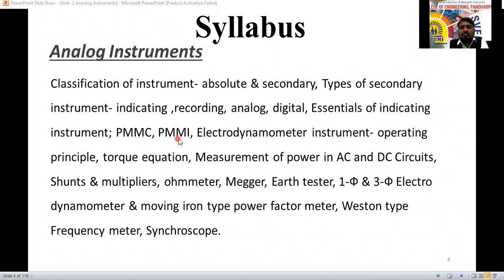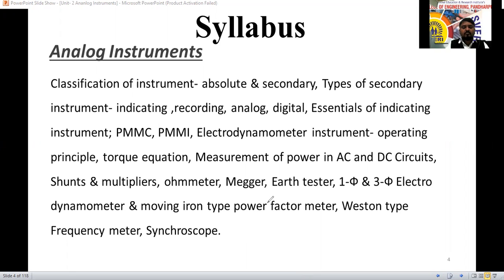Next is the moving iron instrument, also called PMMI. Here, instead of a moving coil, we have moving iron, so we call these moving iron instruments. Moving iron instruments are classified into two types: attraction type and repulsion type. The repulsion type is again classified into two types. Once we start the explanation, you can understand it one by one.